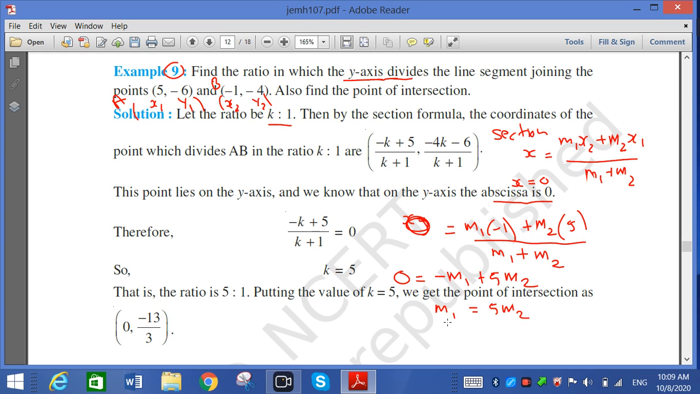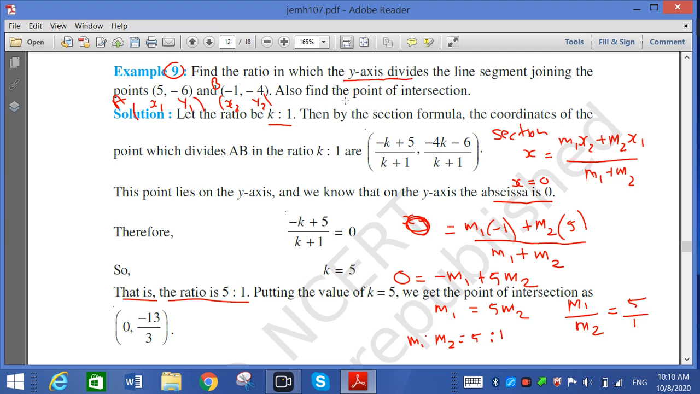So now how can we find the ratio? m1 upon m2 is equal to 5 upon 1. So the ratio m1 to m2 is 5 to 1. See here the ratio is 5 to 1. But here they put the values in terms of k, which is difficult for us. So what is easy for us is the section formula: on the y-axis the value of x equals 0, we put that in, and we can find m1 ratio m2, that is 5 ratio 1.